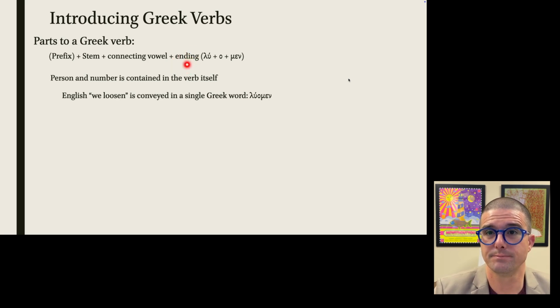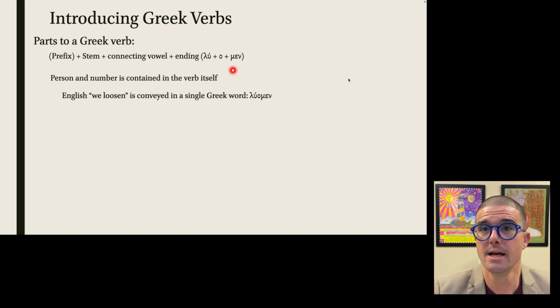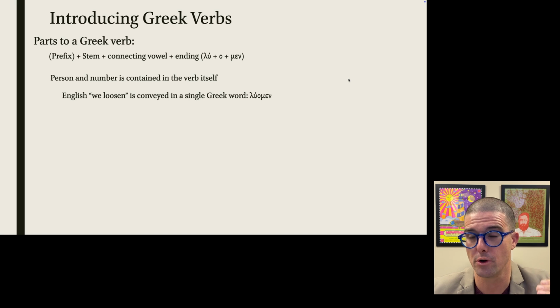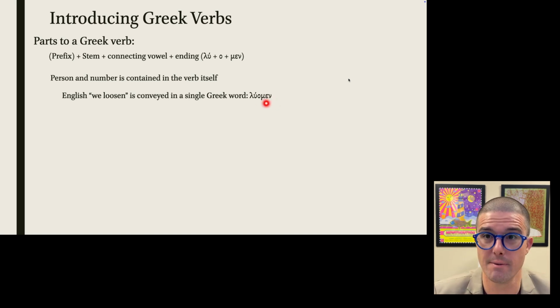So to indicate that we are doing the thing, the ending -men is going to indicate that we. It's going to indicate the first person plural in one single verbal system, what is called the present active indicative. So "we loosen" is conveyed by the single word luamen. So this means "we loosen" in English, because English is not a highly inflected language. We have to add in the extra pronoun "we" to indicate the information that is already embedded in the -men there.